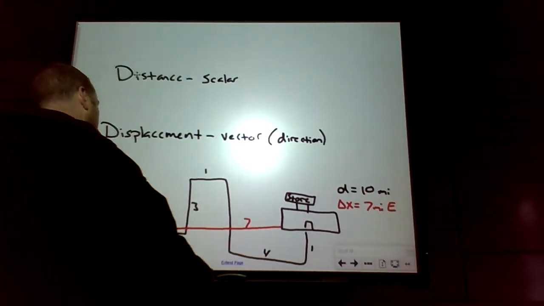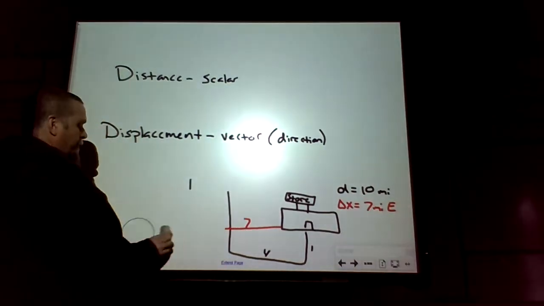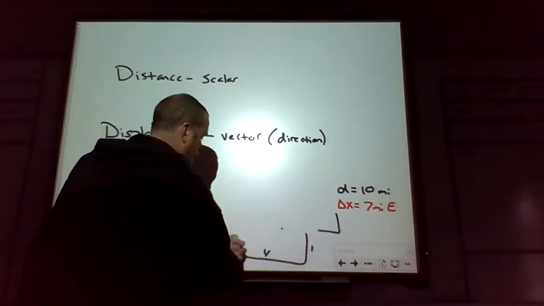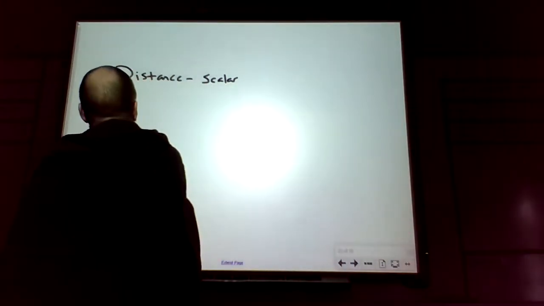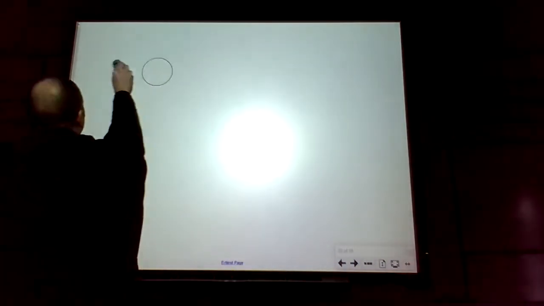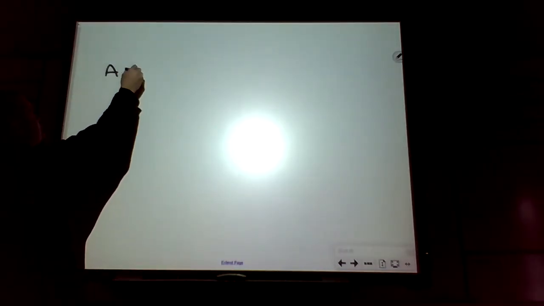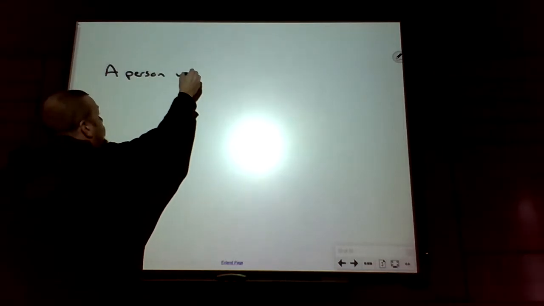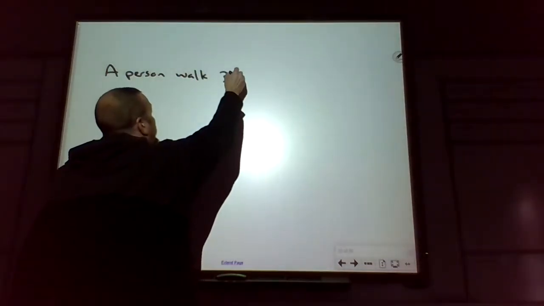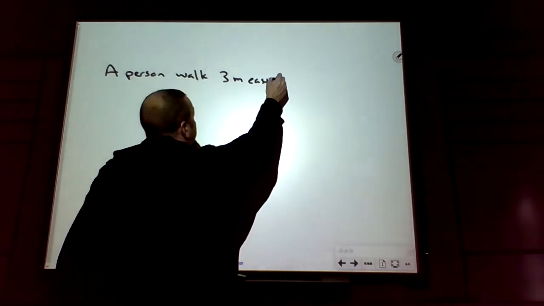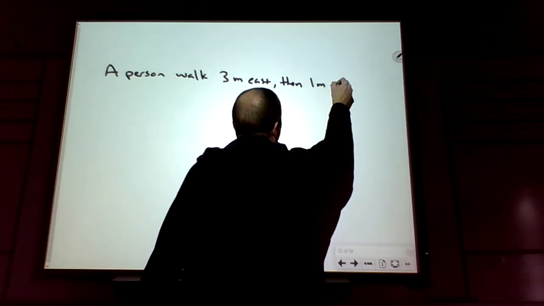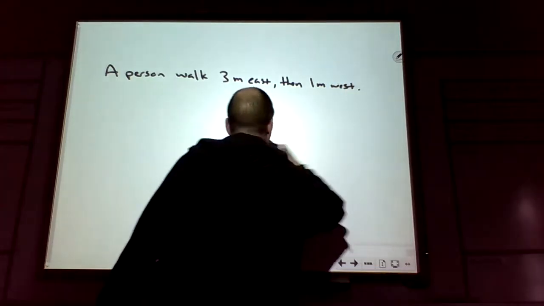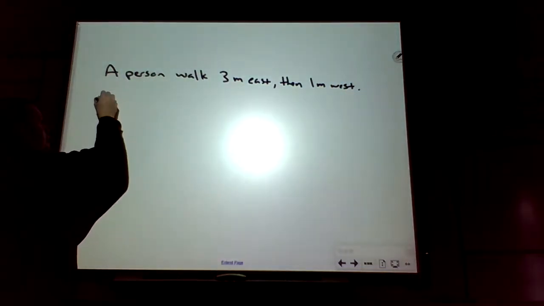Again, we need to be able to describe these distances and displacements in a number of different scenarios, using a number of different techniques. One of which is just analyzing straight up word problems. A person walks 3 meters east, then 1 meter west. What is the distance and displacement?